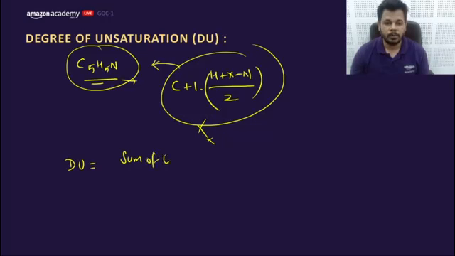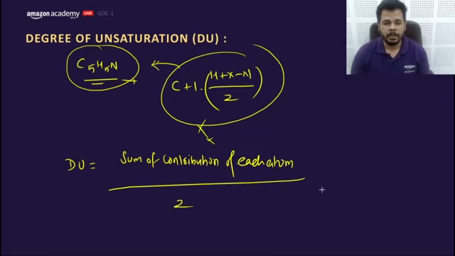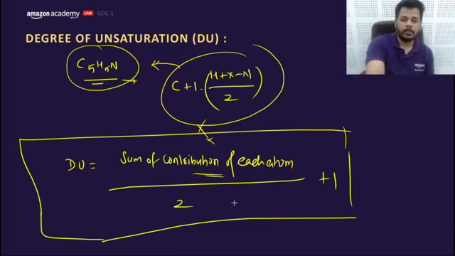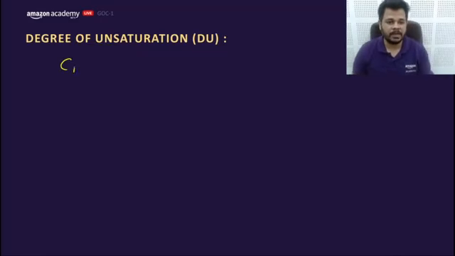sum of contribution of each atom divided by 2 plus 1. So this is the formula of DU. Now the first thing that comes is, what is the contribution of each atom? So let's start with an example, C5H5N. Let's have the contribution of each atom.